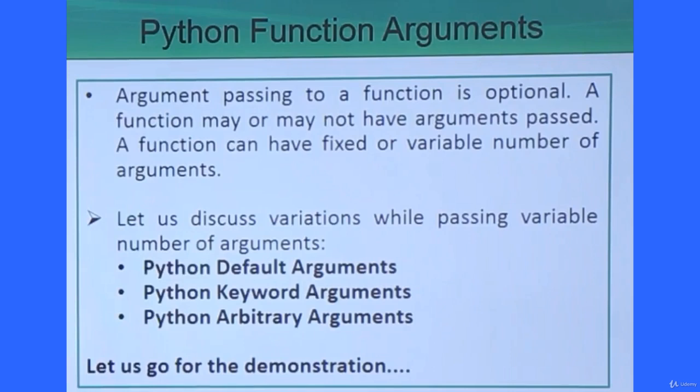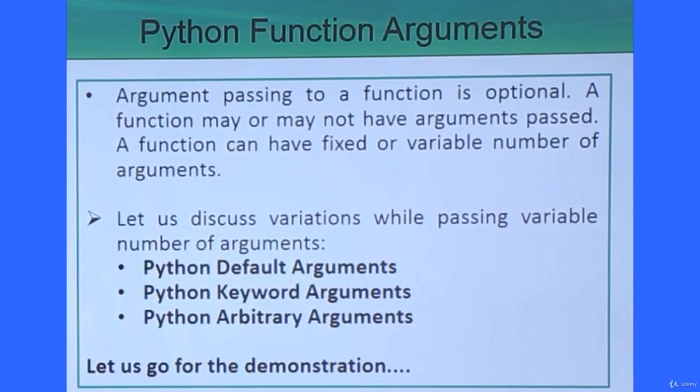In this session, we are going to discuss Python function arguments. We know that passing arguments to a function is optional. We may not pass any argument. We may pass one or more than one arguments. So argument passing to a function is optional. A function may or may not have arguments passed. A function can have fixed or variable number of arguments.